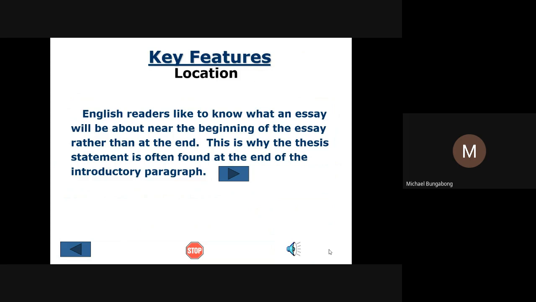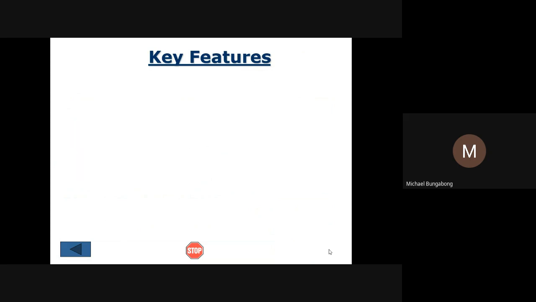You know what the purpose is of why we have this thesis statement? Because most English readers like to know what an essay will be about near the beginning of the essay rather than at the end. So, ibig sabihin, ang mga nagbabasa class, binabasa lang yung umpisa, hindi nila tinatapos, right? That's why they make sure that they get the main idea almost at the end of your introductory paragraph. So, meaning, before the sub-points or the sub-topics that you have. So, that is a thesis statement. So, that's where you can locate the thesis statement, okay?